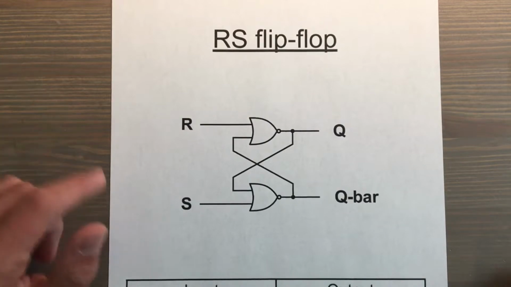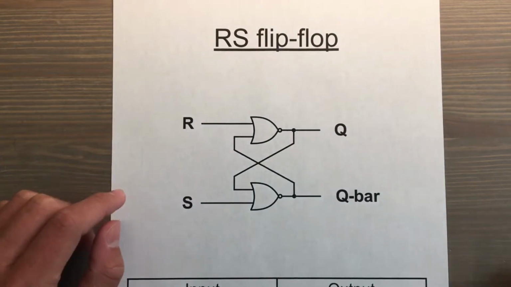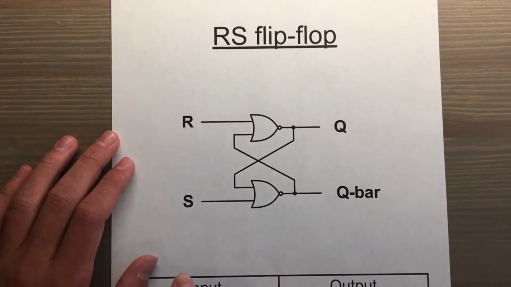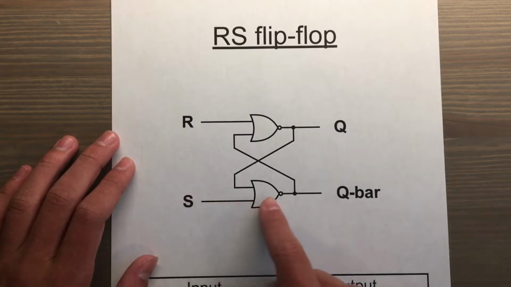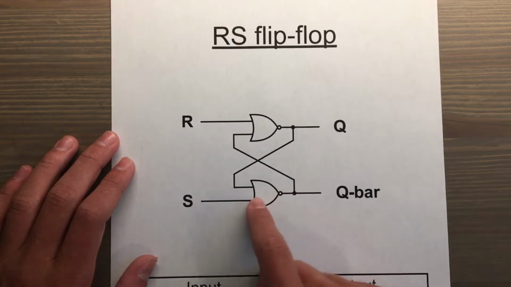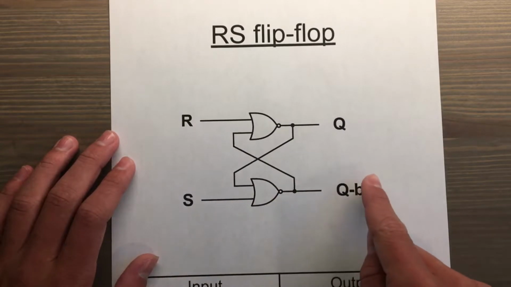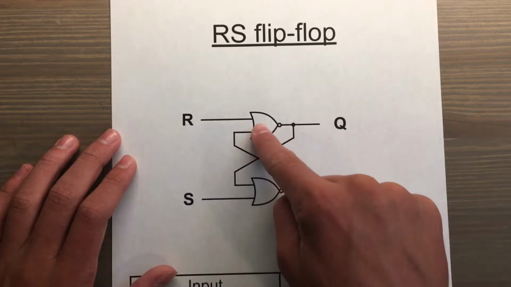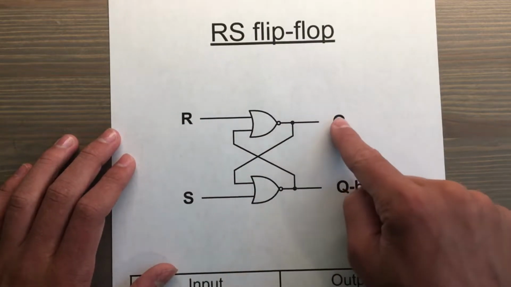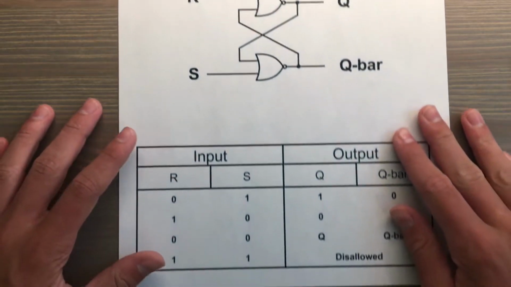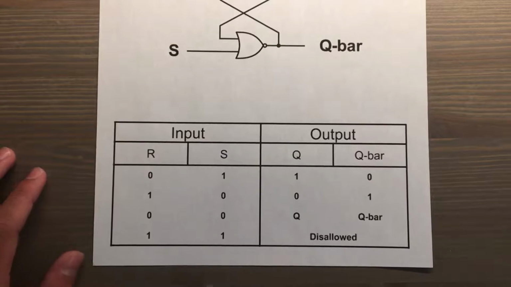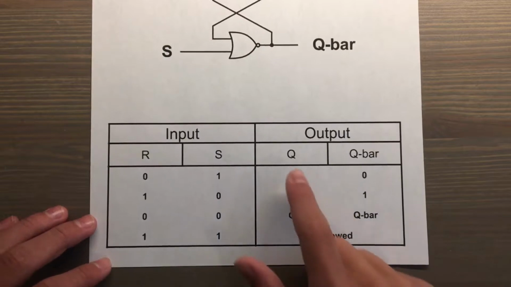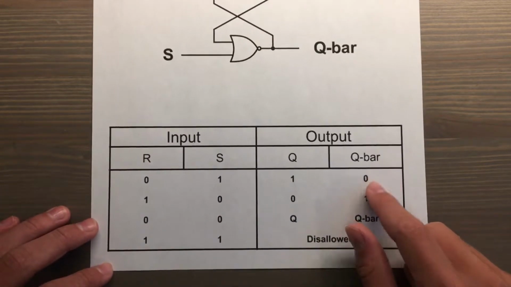So our two inputs are the set and the reset inputs. If we turn the set input on and leave the reset input off, then this NOR gate will be off because one of its inputs is on. So this Q bar output will be off. And also, there will no longer be a 1 going to this NOR gate, so the Q will turn on. And if we look at our table here, we can see if the set input is on and the reset input is off, the Q output will be on and the Q bar output will be off.